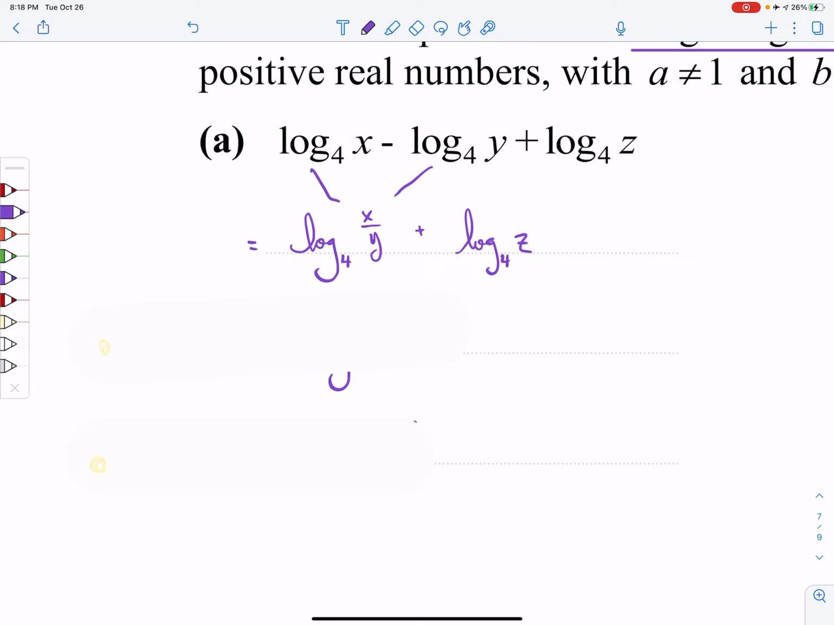But now what you notice is that I now have a log plus a log. Well, when I add together 2 logs, this is the product rule. And so this is going to be the log of a product, a single log of x over y times z. Now, I did do what I was asked.